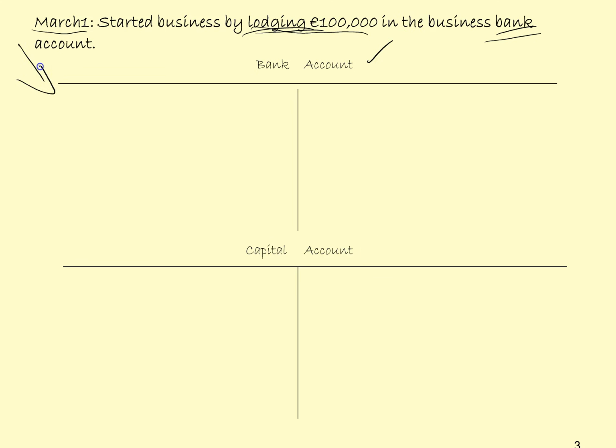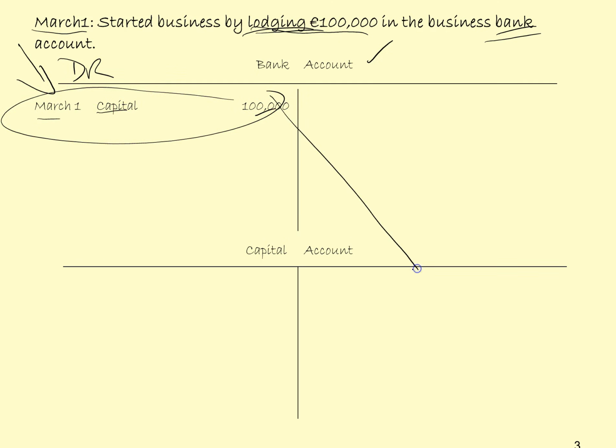Money going into the bank, we'll put it on the debit side, so we'll enter in here the date, description, and the amount, and then the double entry of this has to be on the credit side of the other account, and the other account is the capital account. So we'll put in on the credit side of the capital account the date, description, and the amount, 100,000.